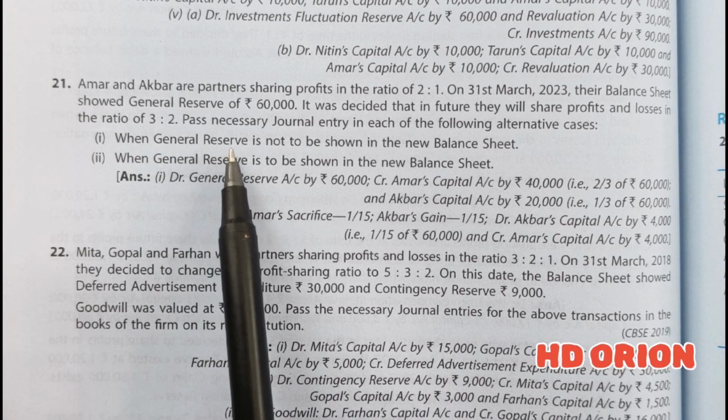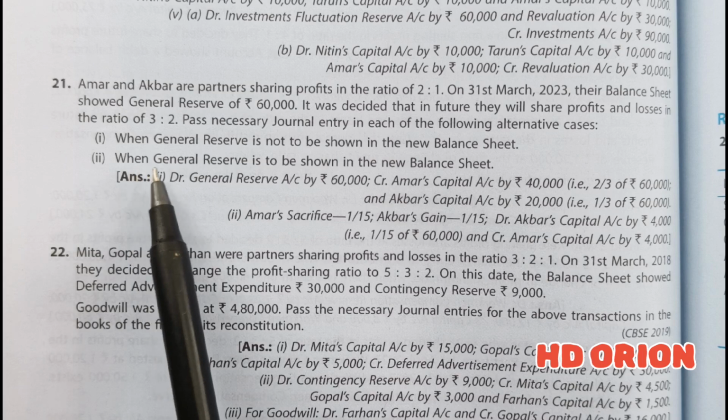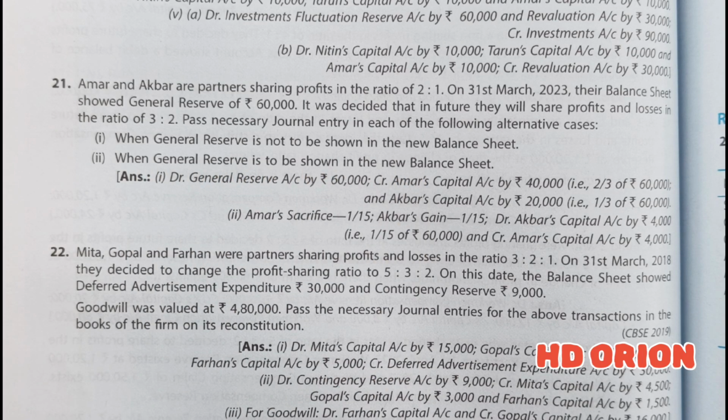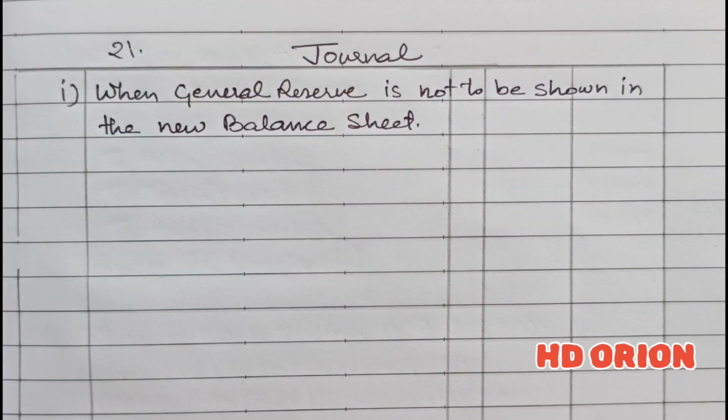First, when general reserve is not to be shown in the balance sheet. Second, when general reserve is to be shown in the new balance sheet. So let us see the solution with detailed explanation. So solution 21, and first case, when general reserve is not to be shown in the new balance sheet.